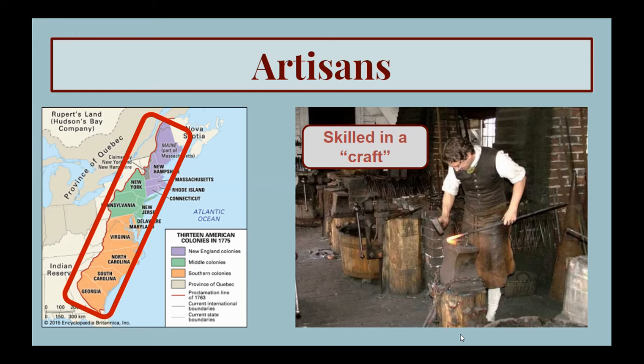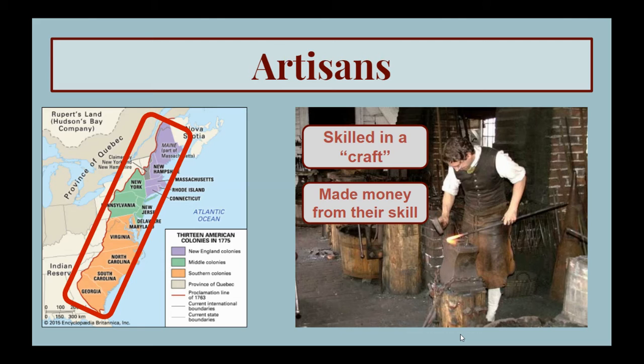Artisans were skilled in a craft. A craft is something that you have to get really good at to be able to do. So turning metal into different objects would be a craft, or creating furniture out of wood would be a craft, or creating chandeliers or barrels or shoes. These were all crafts that artisans became skilled in. They made money from their skill.